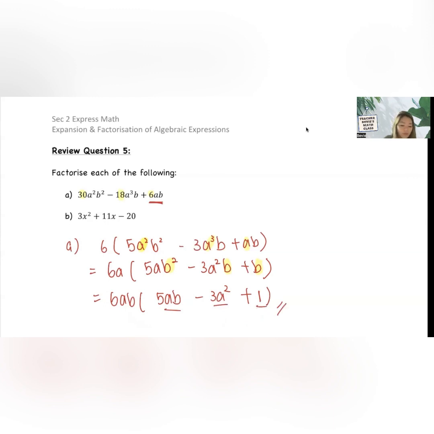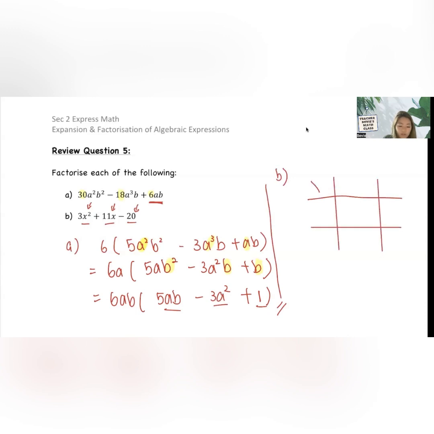Right, now let's move on to part B. So for part B, I have 3x squared plus 11x minus 20. One look, there is an x squared, there is an x term, and there is a constant term. Immediately, I picked up that this is a quadratic equation. So for a quadratic equation, I can do it by my multiplication frame. So let's draw that out first.